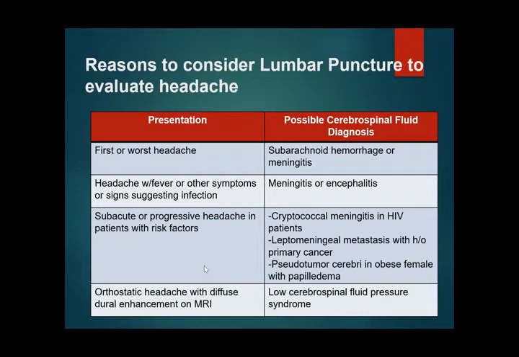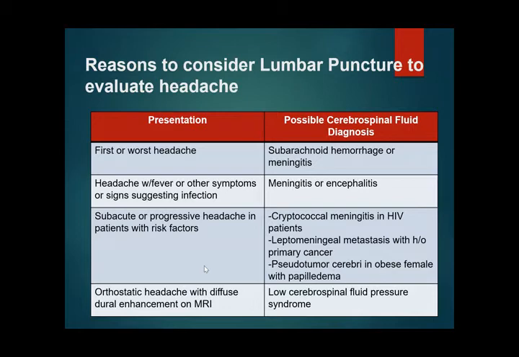Then subacute or progressive headache in a patient with risk factors. Risk factors may or may not be there, because chronic meningitis is caused by TB as well, TB meningitis, which can occur in immunocompetent patients, not necessary for the patient to be immunocompromised. But we have fungal meningitis, that is cryptococcal meningitis, which usually occurs in immunocompromised patients, either HIV or immunosuppressed due to any other cause. Then leptomeningeal mets or carcinomatous meningitis in those patients who have history of primary malignancy.